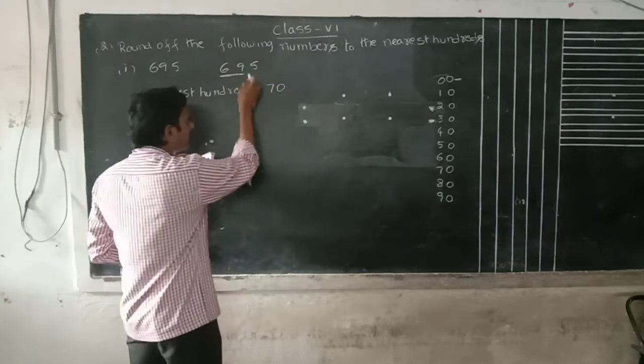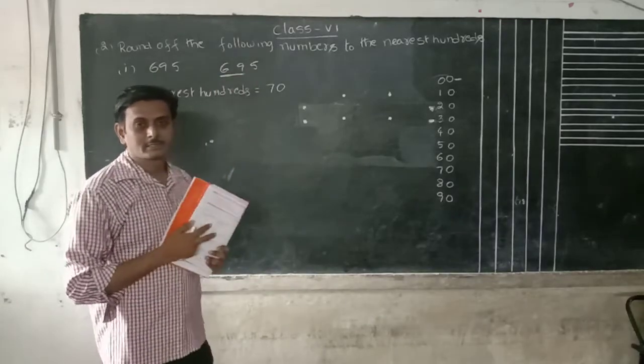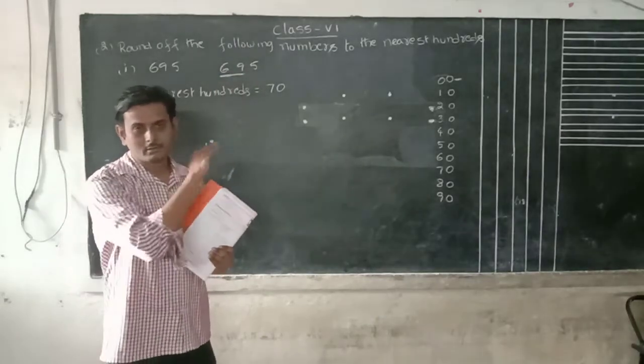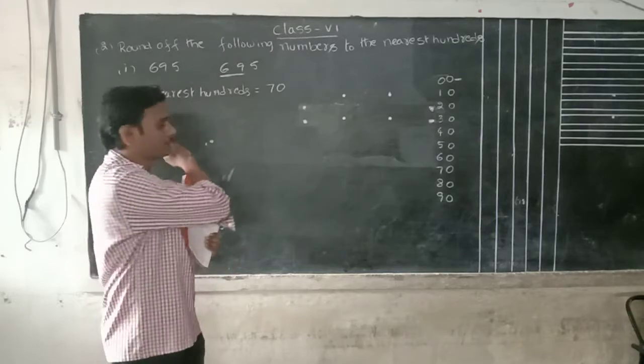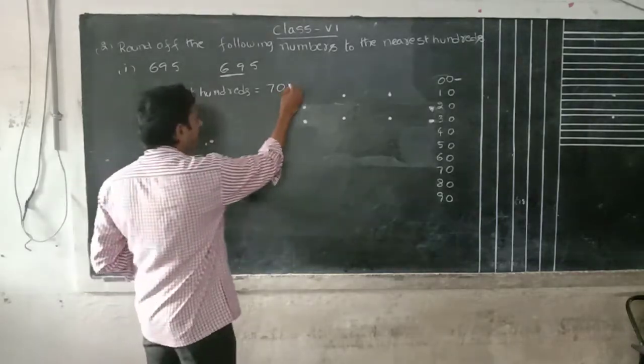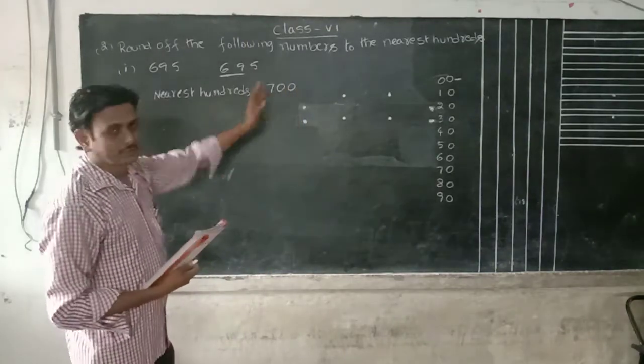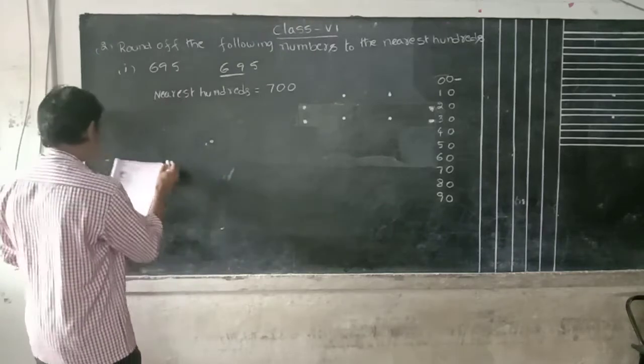So 69 is nearest to 70. Now, the numbers to the left of the underlined number are taken as they are, and the numbers on the right side become 0 while writing the nearest place. That means instead of 5, take 0 here. The nearest 100 is 700.